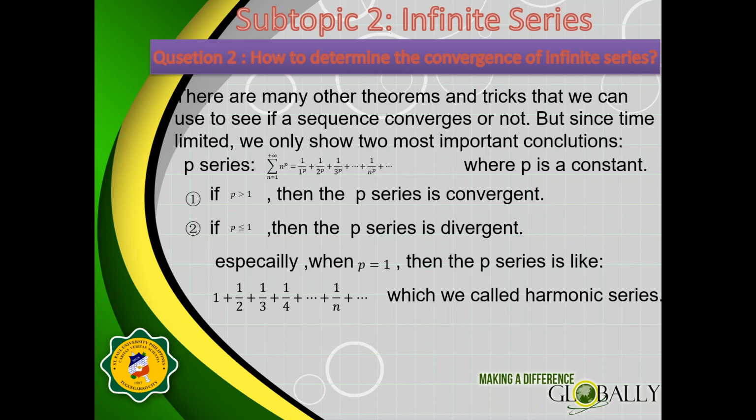There are many other theorems and tricks that we can use to see if a sequence converges or not. But since time limit, we only show 2 most important conclusions. Here we go. This is very important. P-series. The conclusion is if P is greater than 1, then the P-series is convergent. And if P is less than or equal to 1, then the P-series is divergent.